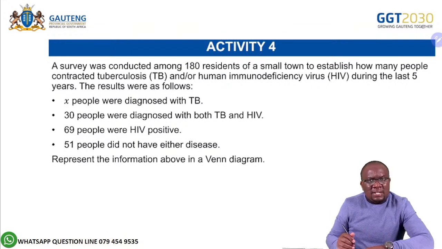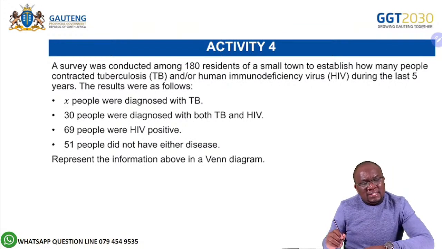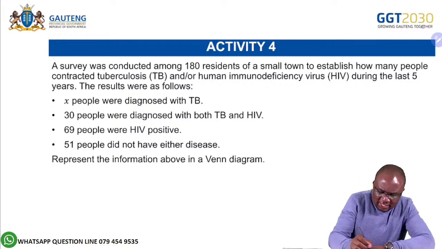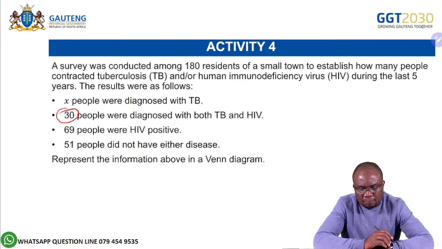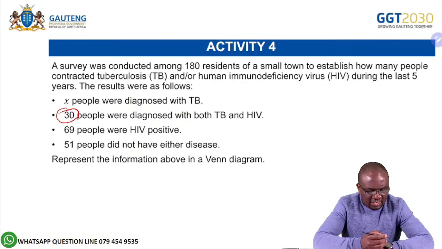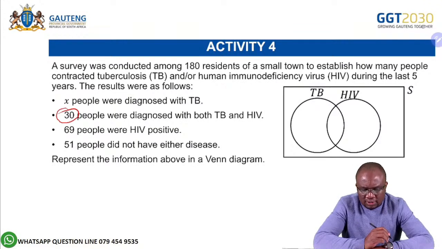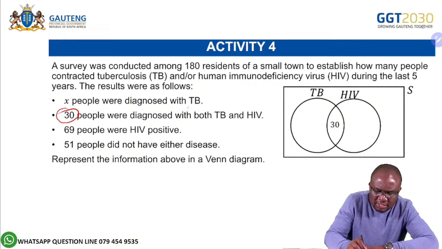So what are we going to start with? When you're asked to draw a Venn diagram, start with the intersection, which is this in this case. 30 people were diagnosed with both TB and HIV. You start with that, okay? So that is the intersection here. And then it says X people were diagnosed with TB. So it means the whole circle for TB there is X.